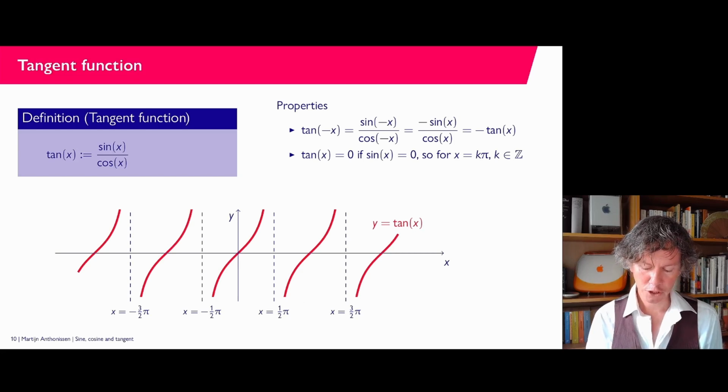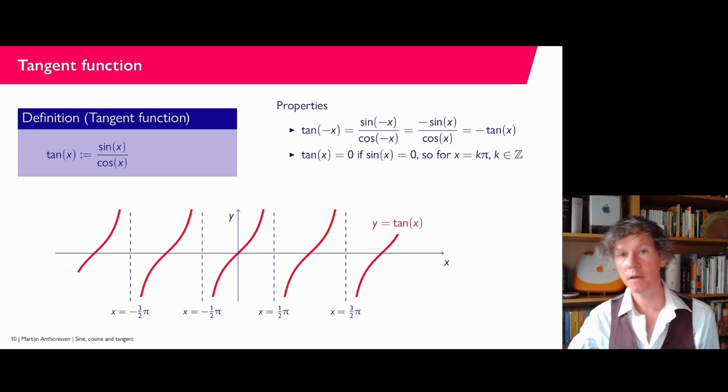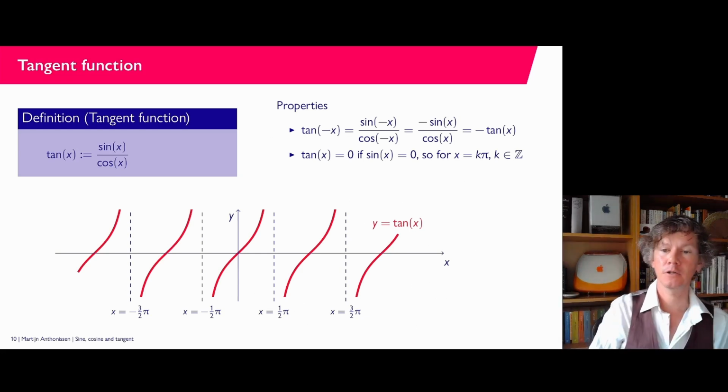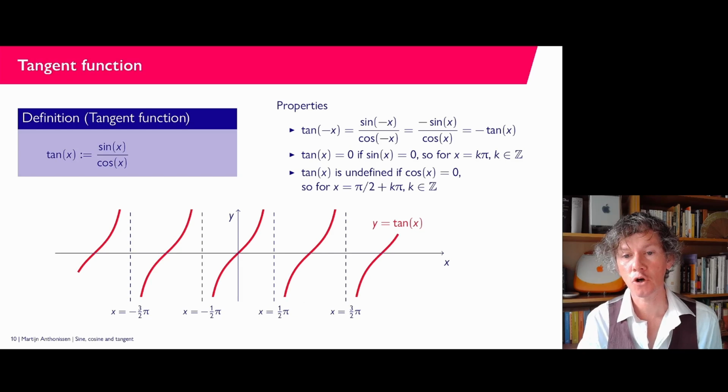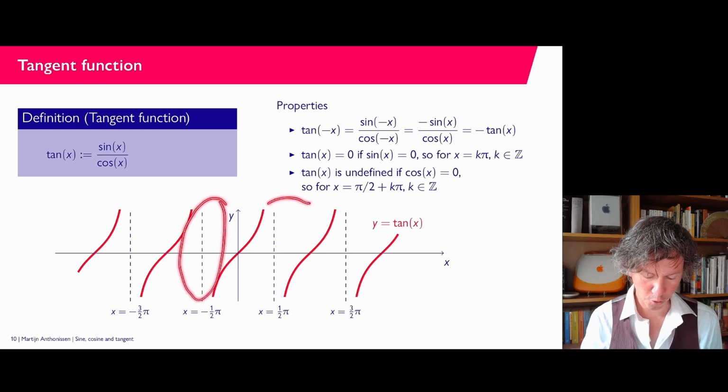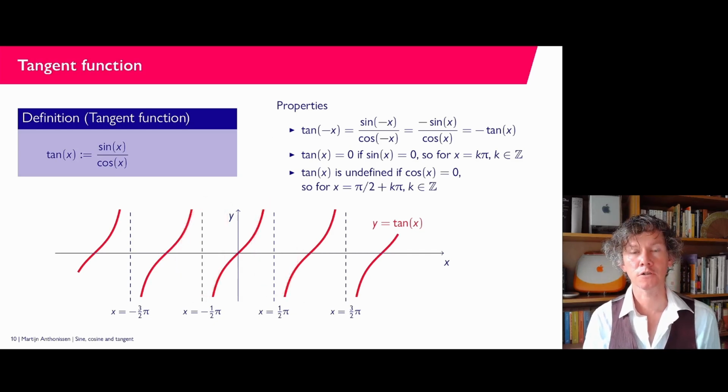And it equals 0 if the sine is 0, for x equals k times pi: 0, pi, 2 pi, minus 2 pi, and so on. And it does not exist, it's undefined, if we have division by 0, which is if the cosine equals 0, so that's for pi over 2 plus any multiple of pi. And that's what these dashed lines in the graph are, because the function has an asymptote there, a vertical asymptote.